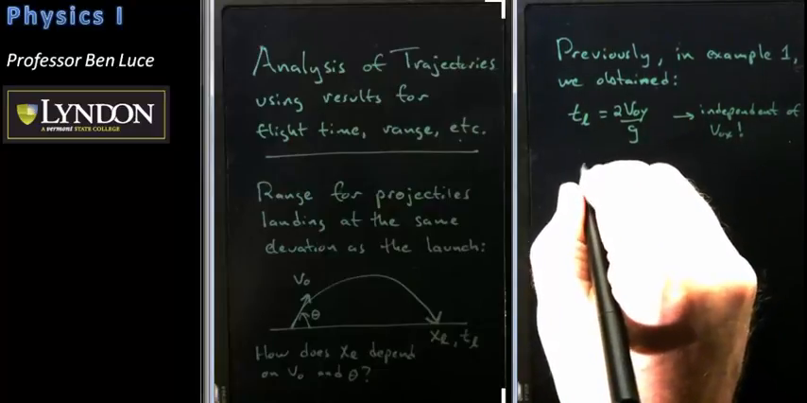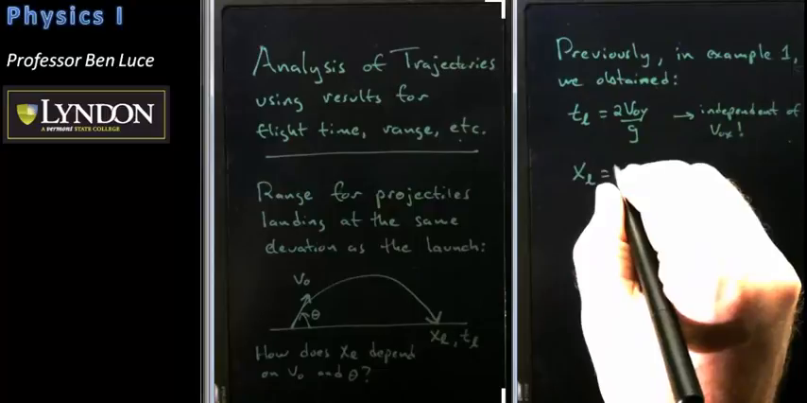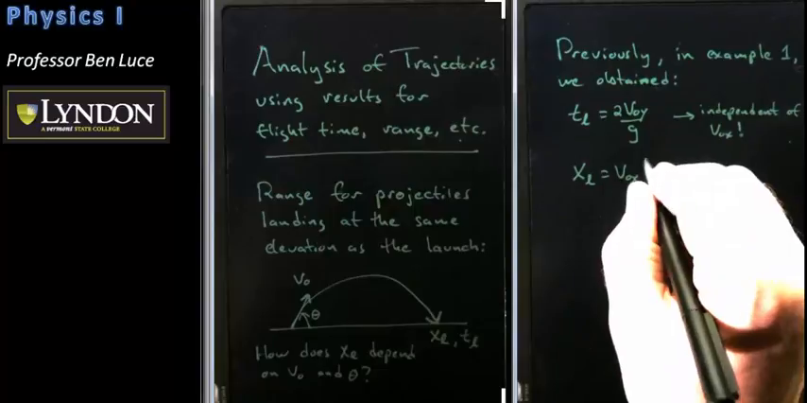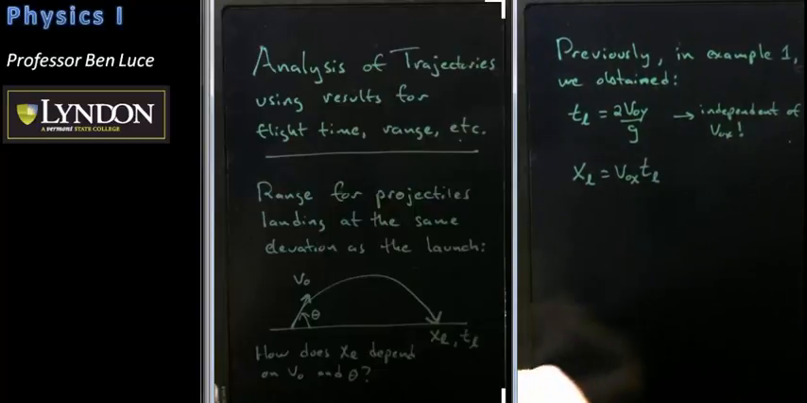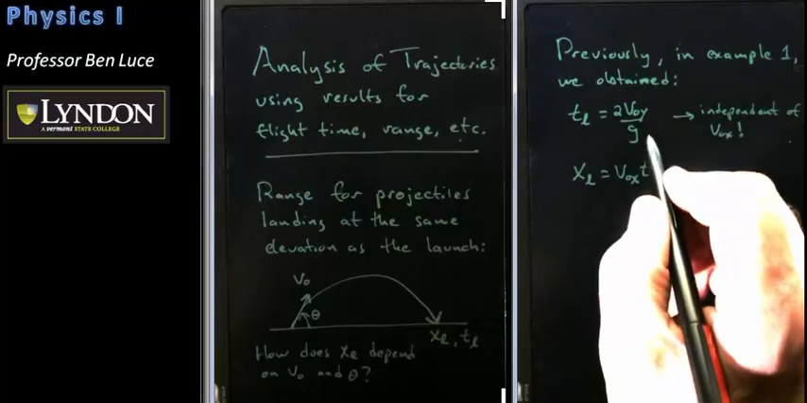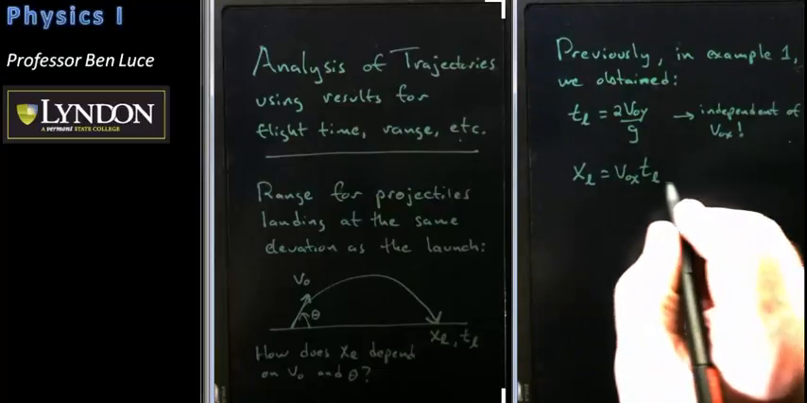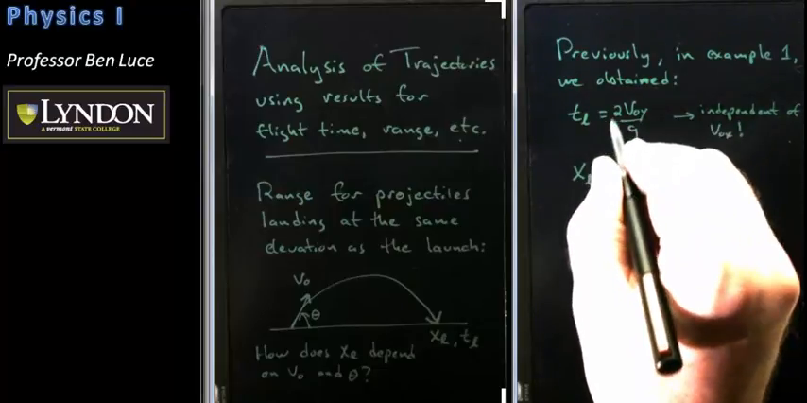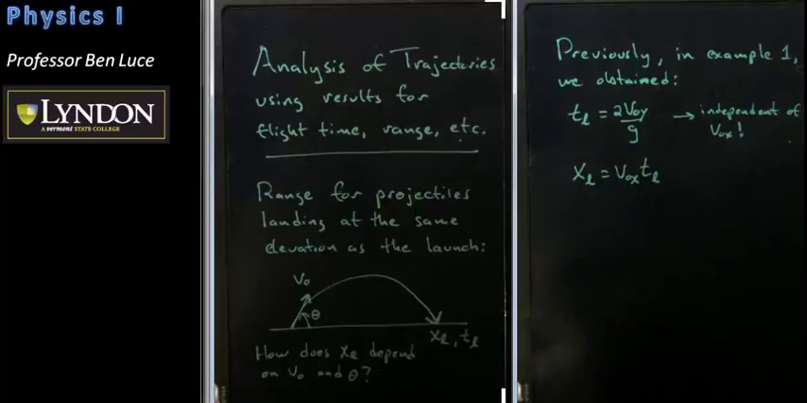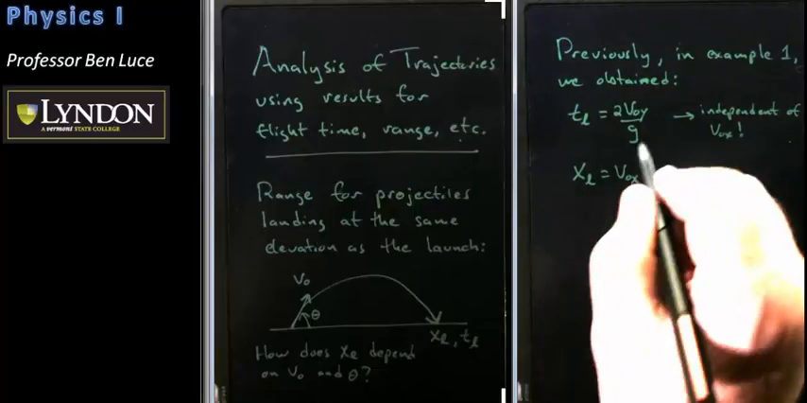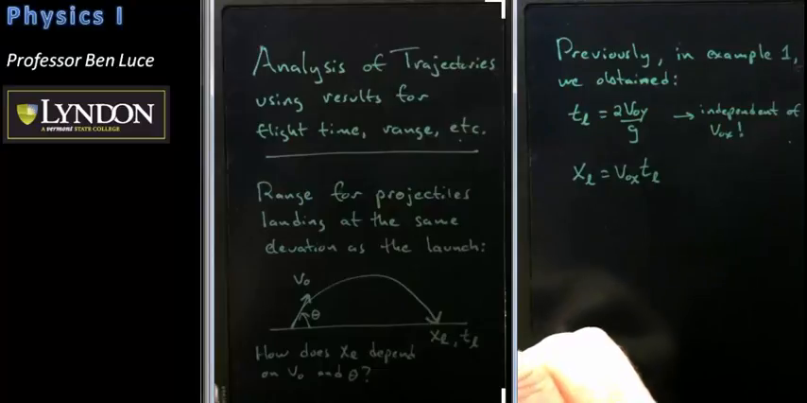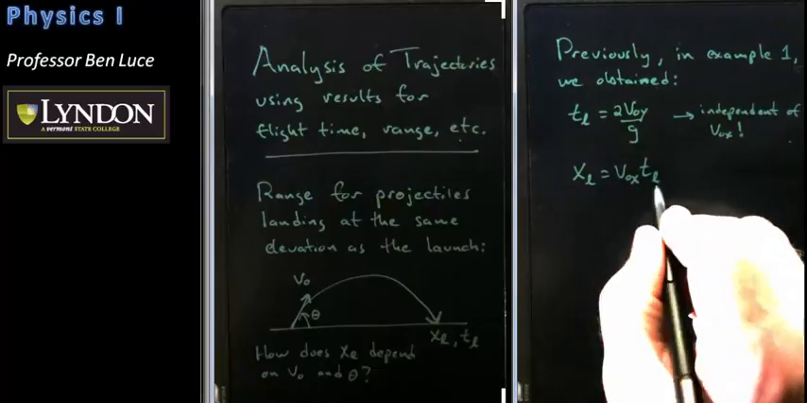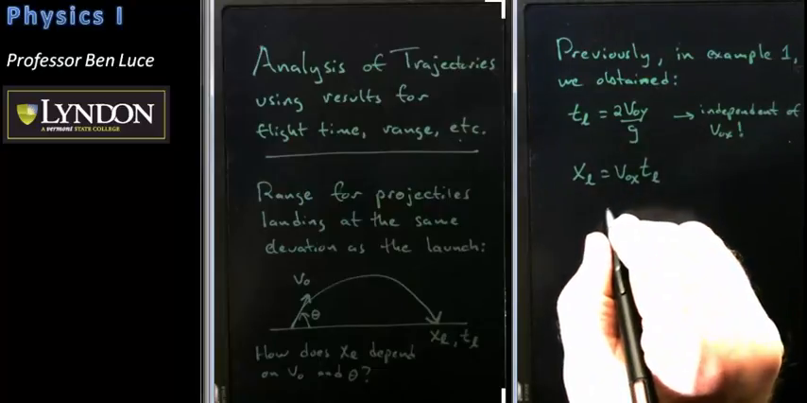All right, for XL, we found, in fact, in all cases, that XL was equal to V0x times t land. Although this expression was the same for all three examples, this expression for TL was only valid for example 1. Example 2 and example 3 gave us different expressions for TL. So now let's put this symbolic expression for TL into this equation for XL and see what we can obtain.